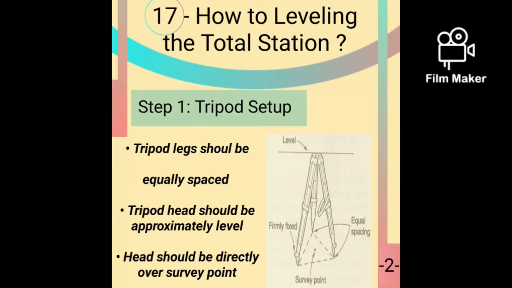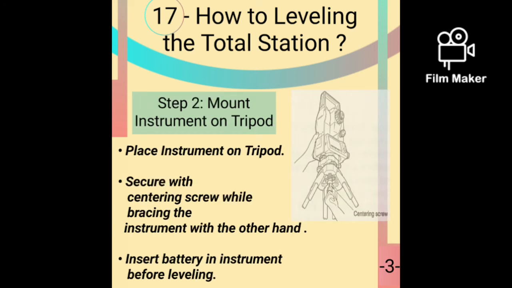Step 1. Tripod setup. Tripod legs should be equally spaced. Tripod head should be approximately level. Head should be directly over the survey point. Step 2. Mount instrument on tripod. Place the instrument on the tripod. Secure with the centering screw while bracing the instrument with the other hand. Insert the battery in the instrument before leveling.